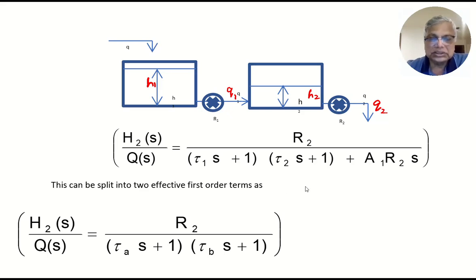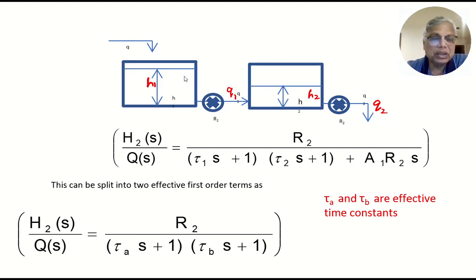So this is three terms, two product of two terms plus another term. The whole denominator can be split into two terms, (tau a s plus 1) into (tau b s plus 1), where tau a and tau b are called effective time constants. So they are not the same as tau 1 and tau 2.